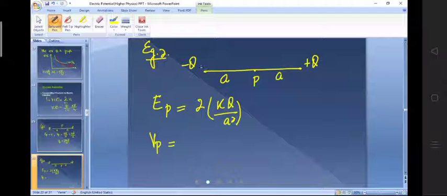Now the potential at point P, because of this minus Q, will be equal to minus KQ by A. Simply, electrostatic potential because of a negative charge is negative, and electrostatic potential because of a positive charge is positive, and because of plus Q, it will obviously be plus KQ by A, and that's simply equal to 0.